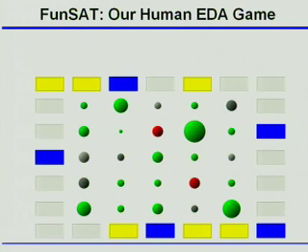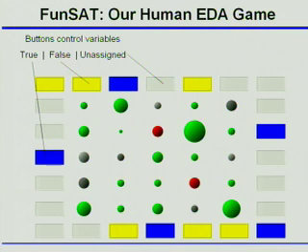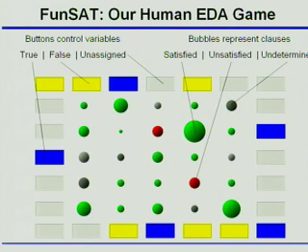This is a screenshot of the game, and I'm going to describe what the board means. Around the perimeter, we have buttons that represent the variables of a Boolean satisfiability problem. You can click the button to turn it to blue to mean true, yellow to mean false, and if it's gray, it's still unassigned. The bubbles in the center represent the clauses of the Boolean satisfiability problem. Green is satisfied, red is unsatisfied, and gray is still undetermined. The goal of the game is to click the buttons and turn all of the bubbles green.